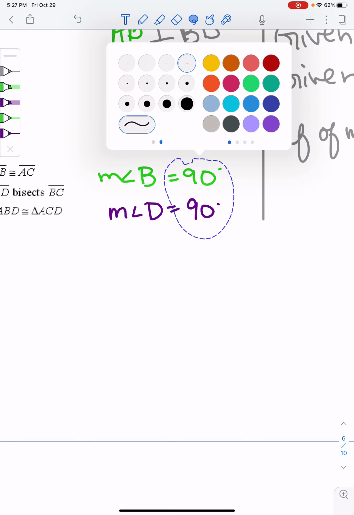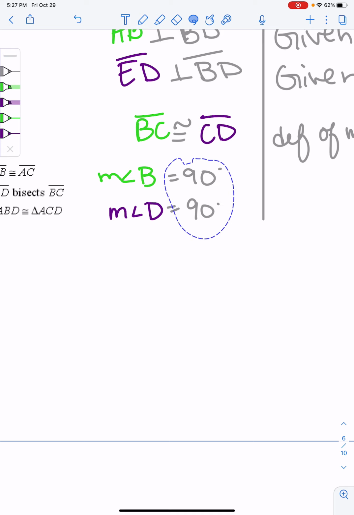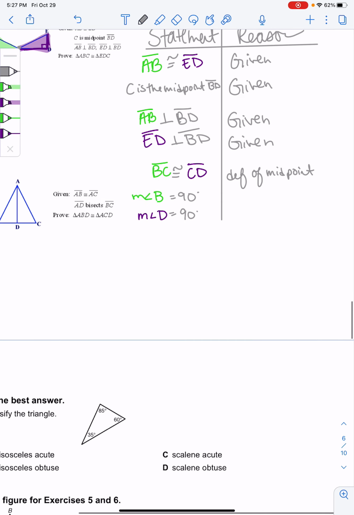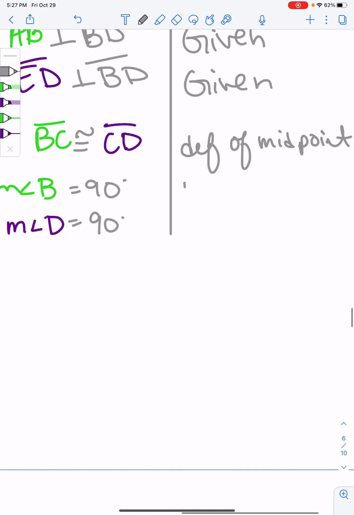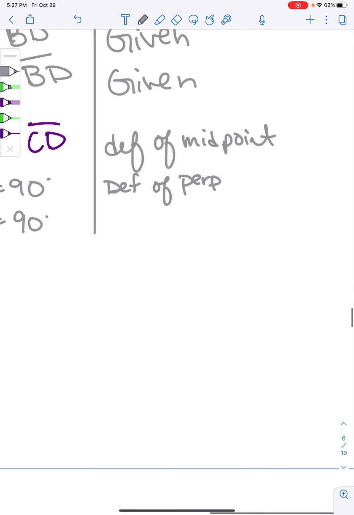Make those the right color. And that reason is the same. Perpendicular means that they're 90 degrees. You could literally write that all out, or you can just write definition of perpendicular. Perpendicular means that they're 90.